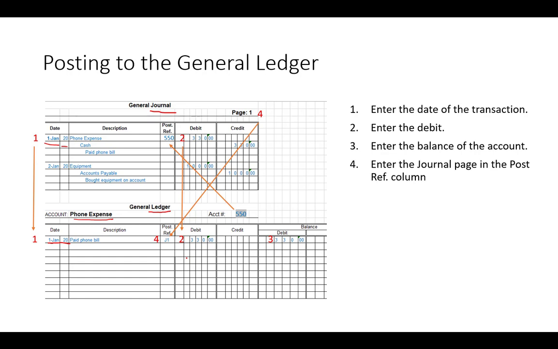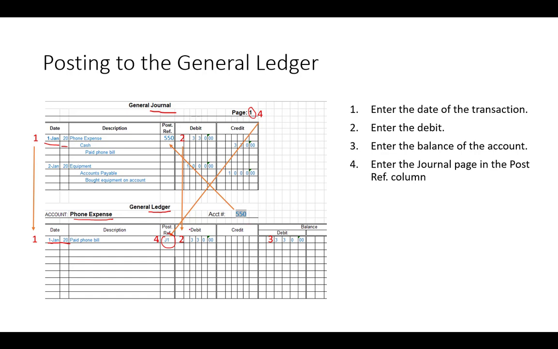Since we're only on the first page of our journal, we enter in J1 in our post-reference column on our general ledger. So we can see that here. And we have our page 1 here and the J indicating journal. Now, if this was like the 5th or 6th page of our journal, we would put J6 or J7 or whatever that page might be here.